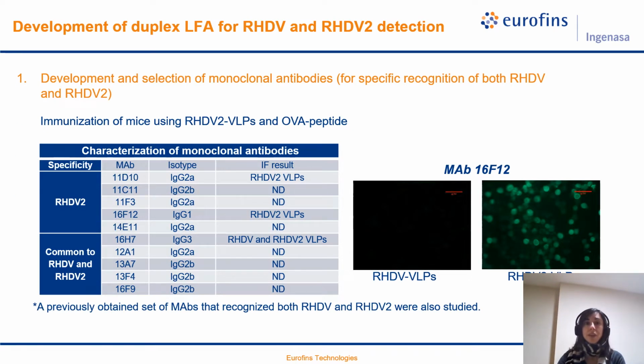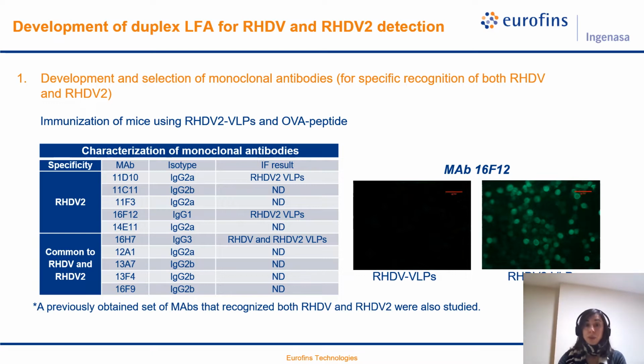Regarding the first objective, the development and selection of monoclonal antibodies for the specific recognition of both variants, mice were immunized using VLPs, virus-like particles, based on the viral protein 60 of RHDV2. And then those mice were immunized using a peptide of the same protein conjugated to ovalbumin. A set of 10 different monoclonal antibodies was obtained, and they were characterized using indirect ELISA to study their specificity. 5 of them were specific for RHDV2, and the other 5 commonly detected both variants of the virus.